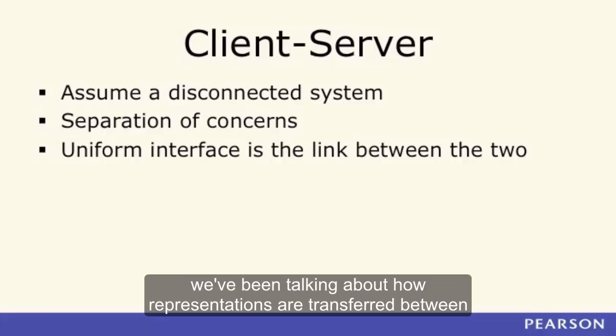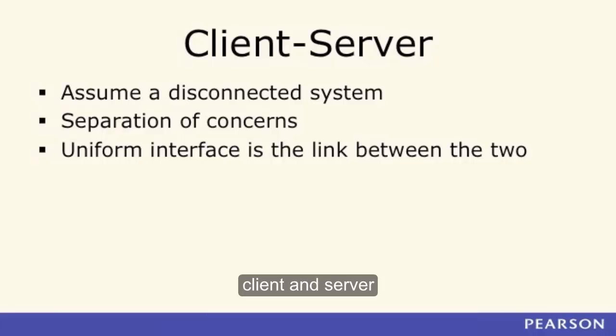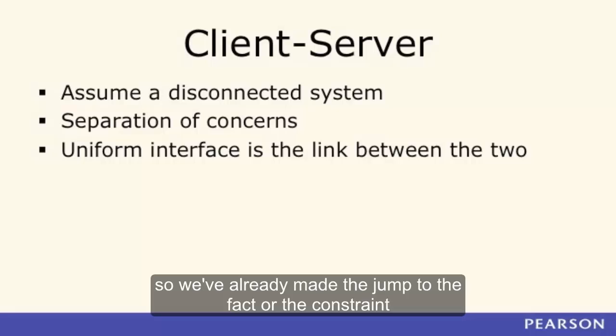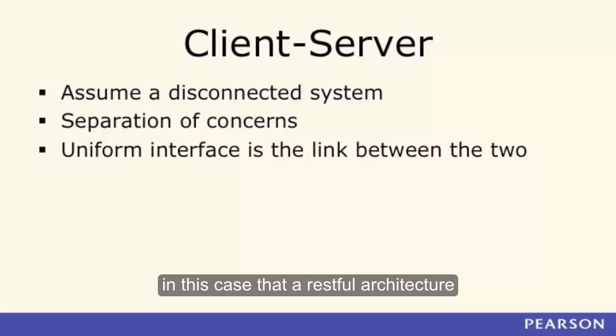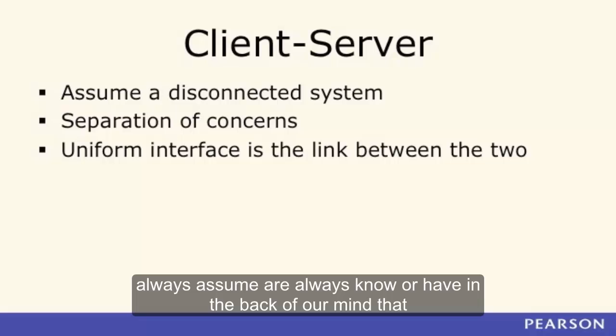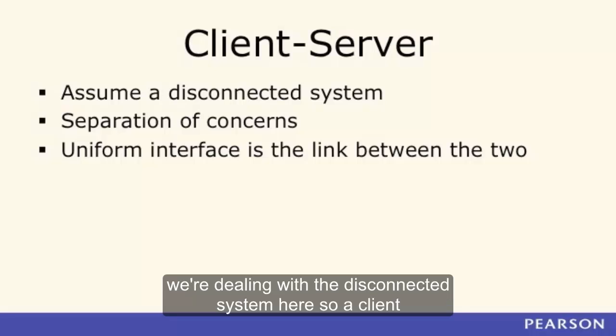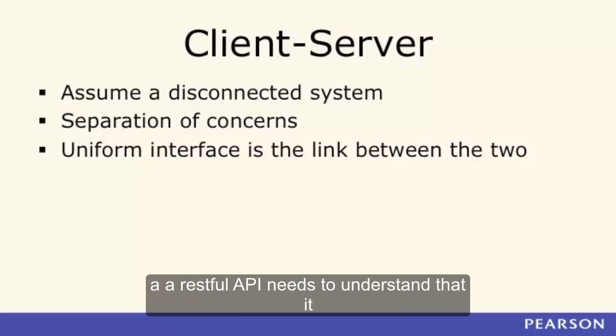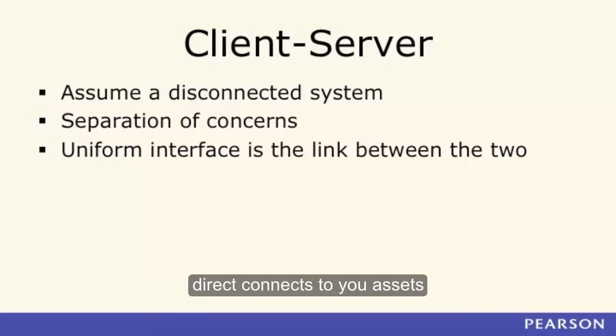We've been talking about how representations are transferred between client and server. So we've already made the jump to the fact or the constraint, in this case, that a RESTful architecture is a client-server architecture. And that's fine. We just need to always assume or always know or have in the back of our mind that we're dealing with a disconnected system here. So a client of a RESTful API needs to understand that it won't always have a direct connection to a database or direct connects to assets or these resources.